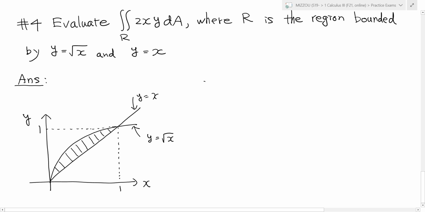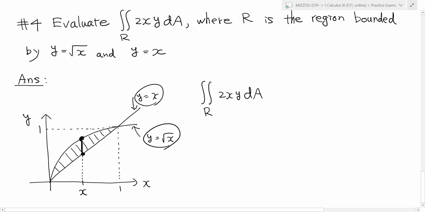Now we look at this double integral. Remember, when you do a double integral, you pick one of the variables and fix it, and you integrate with the other variable. In this case, it doesn't matter which one to choose, but let's choose x. Let's fix x. For each fixed x, y varies from this line, y is equal to x, to the parabola, y is equal to root x.